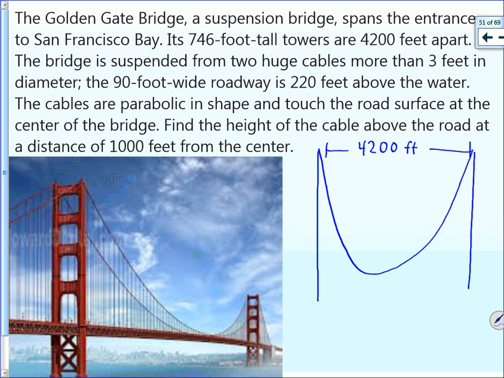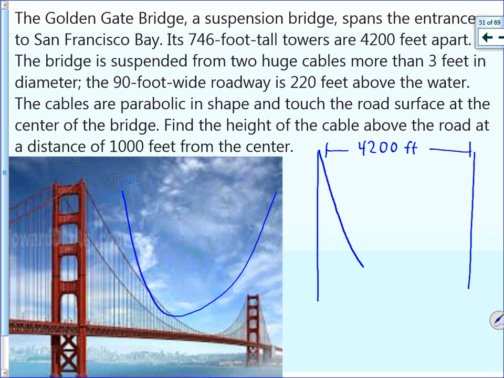Boy, I wish that was more symmetric. Let me try again. That's a little better. All right.